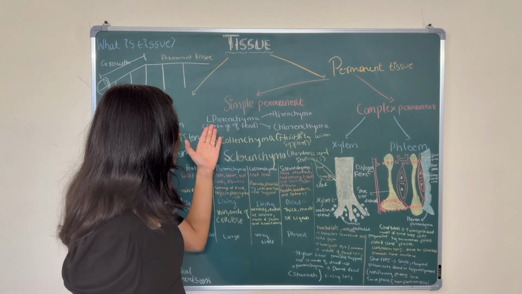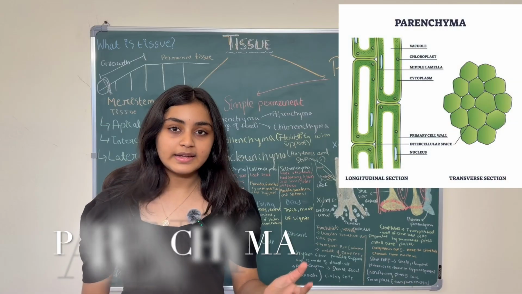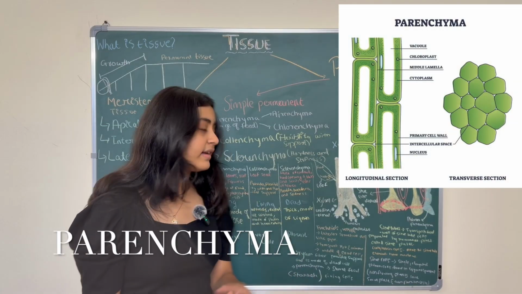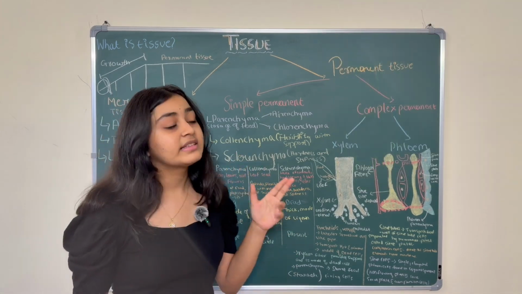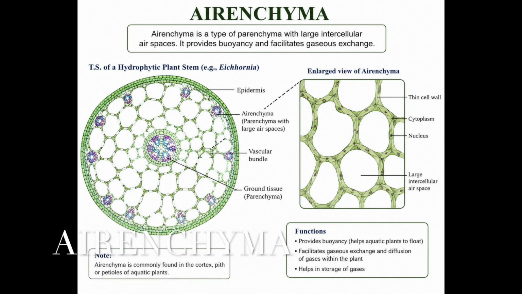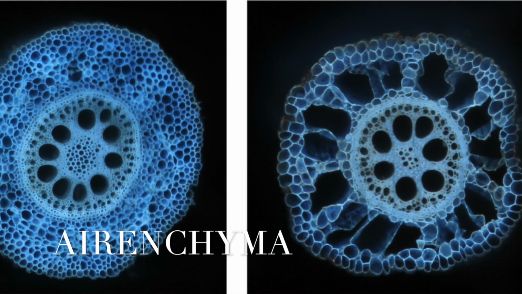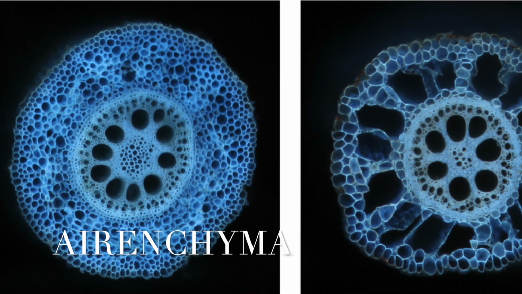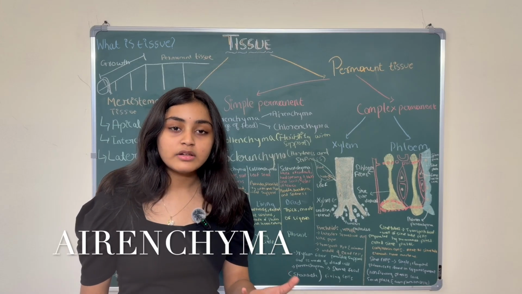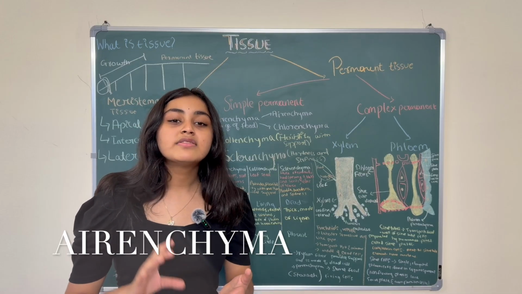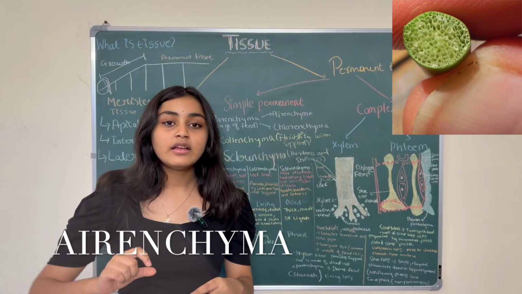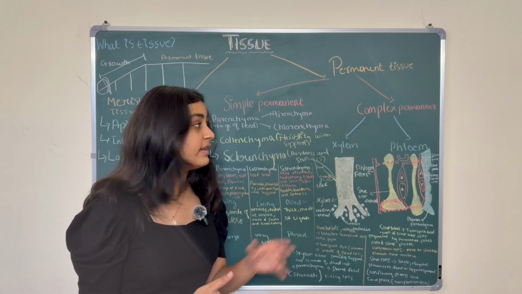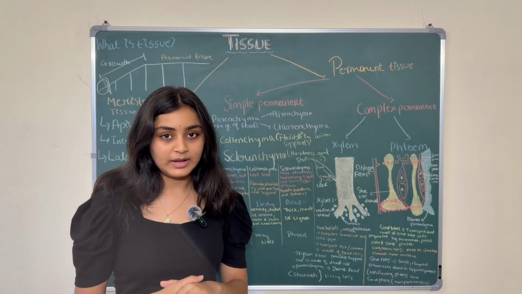Moving on to parenchyma. The main role of parenchyma is to store food. Parenchyma is again divided into two, as I told, aerenchyma and chlorenchyma. Aerenchyma is a type of parenchyma which has large air cavities between the cells, and it helps the plant float on the surface of the water. It gives them buoyancy, for example in the lotus plant. The aerenchyma is responsible for this.